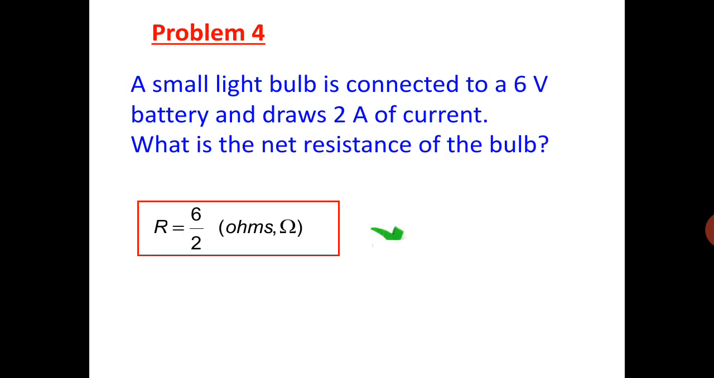Now if you go for the fourth case, it is problem number 4. A small light bulb is connected to a 6 volt battery and draws 2 ampere of current. What is the net resistance of the bulb? Here the voltage is given and the current is also given. They are asking you to identify the resistance. Now you know the relation, R is equal to V divided by I. Based upon the relation, you can easily identify R.